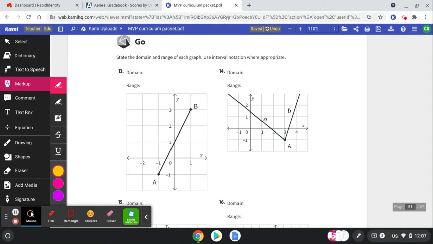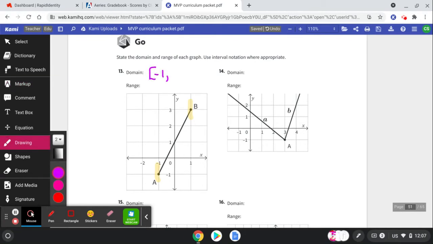Domain is the boundary of the x values. So from left to right, where does my graph go? So this is going to go from -1 all the way over to 1. Do you see how right here is where that x value boundary is, and then all the way to right here? So my interval notation of my domain goes from -1 to 1.